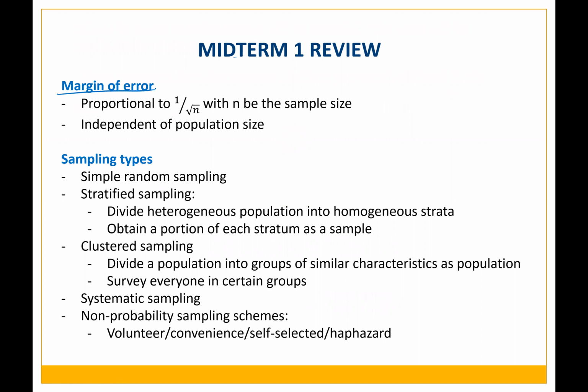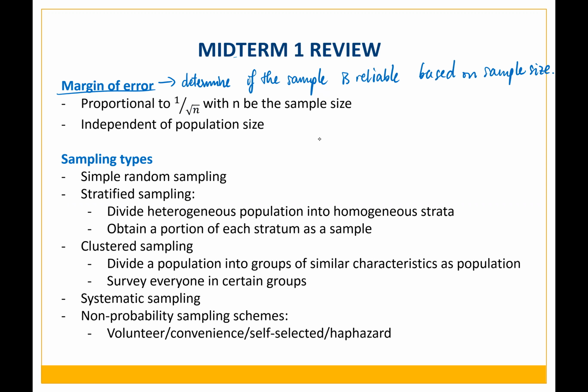So in lesson 2, we learned something like margin of error. It allows us to determine if the sample is reliable enough based on its sample size. Margin of error is proportional to 1 over square root of n, with n being the sample size. Wait, hang on. I actually need, oh, it's recorded. Okay. And it's independent of the population size.